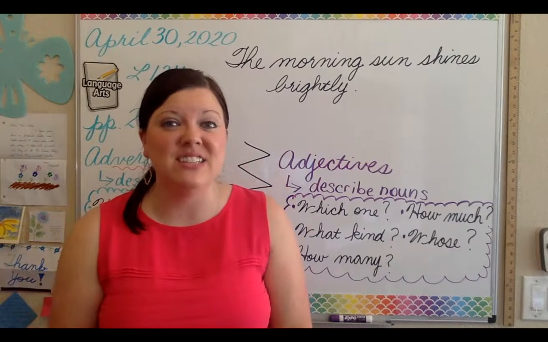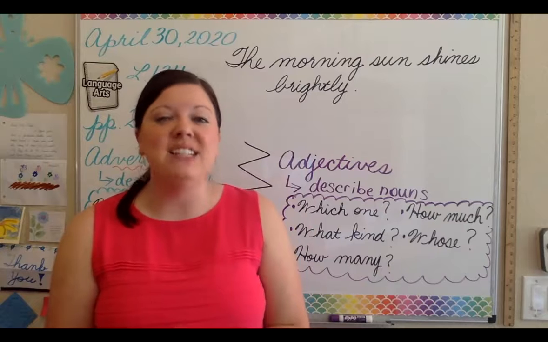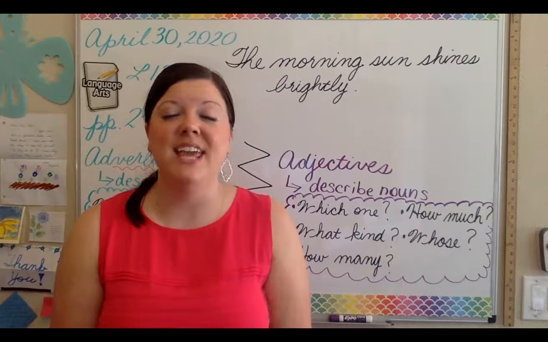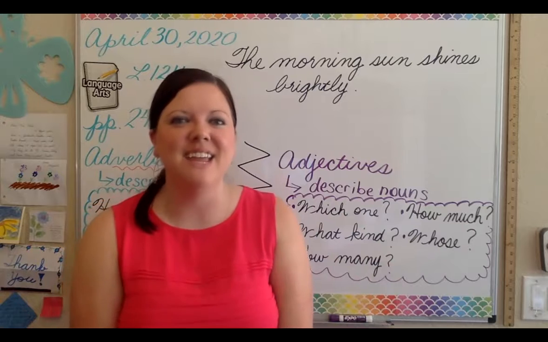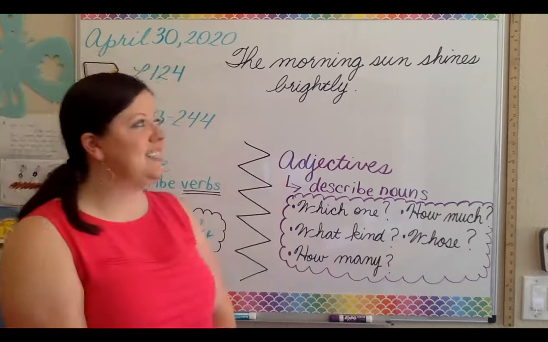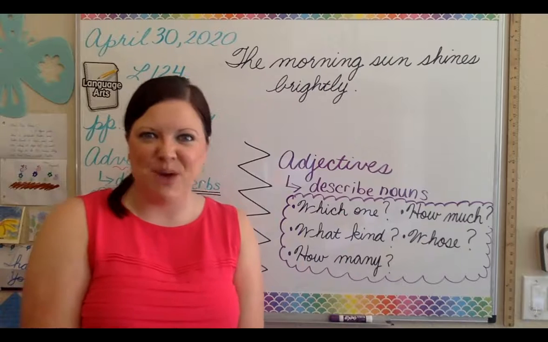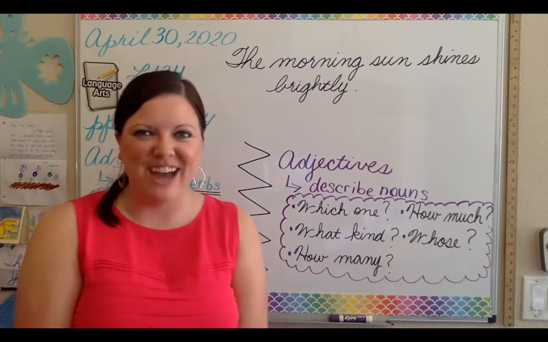I have one sentence on my board this morning. Let's look at this sentence together to see if we can identify every word in it. But don't be overwhelmed. We're going to take it one step at a time. Let's take a look. The morning sun shines brightly. The morning sun shines brightly. I hope the sun is shining brightly at your house today.